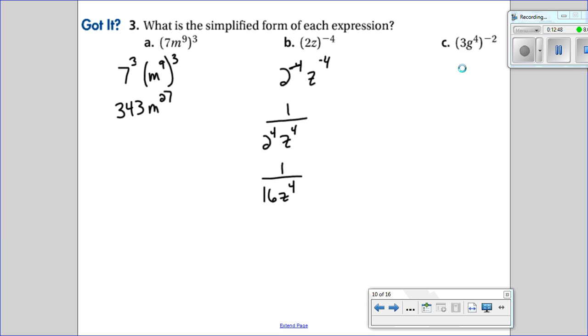Sorry about my technical difficulties, but that is the gist of this section. So if you know how to do those rules, you will be just fine.